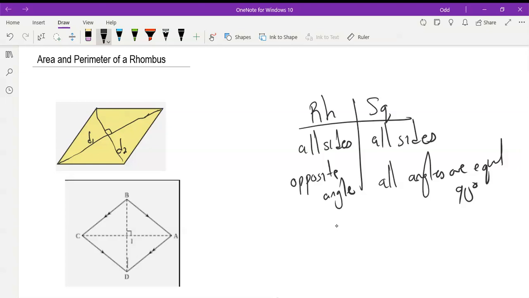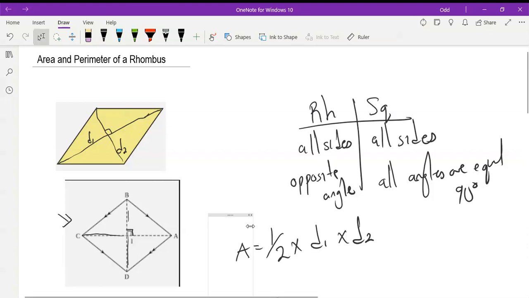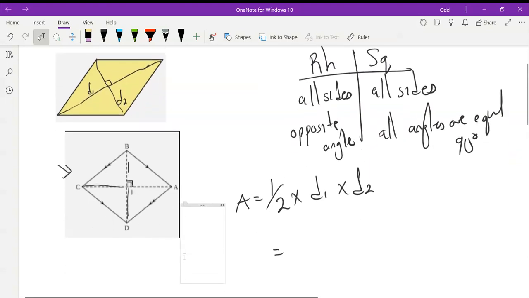We also have another representation in this picture. You can draw a diagonal here and here. The angle between them is 90 degrees. So the area of a rhombus will be half times d1 times d2. That's simply the area of a rhombus. Just half times d1 times d2.